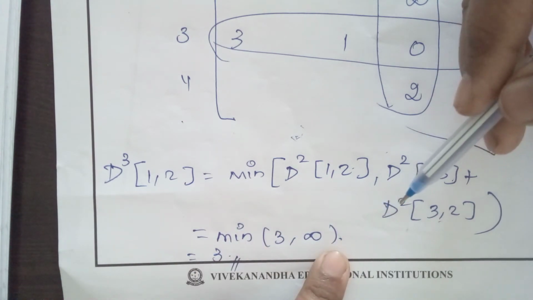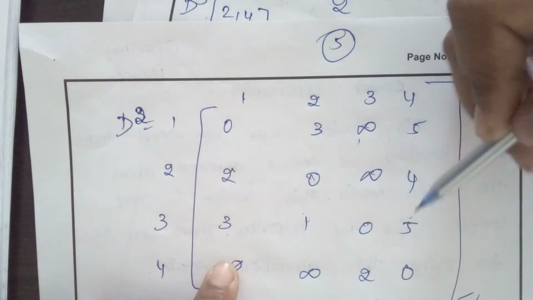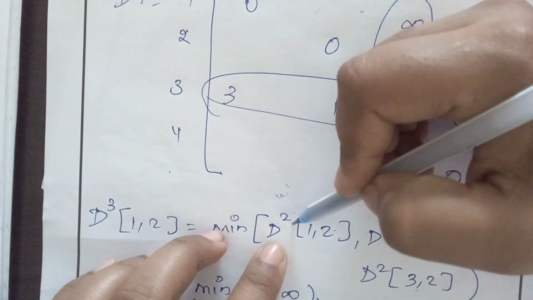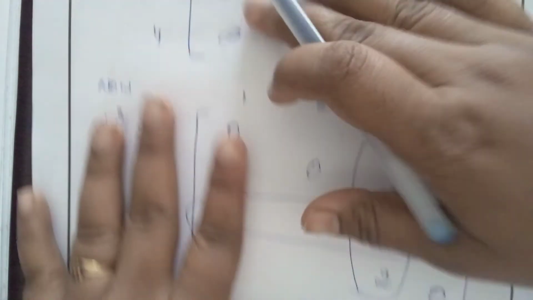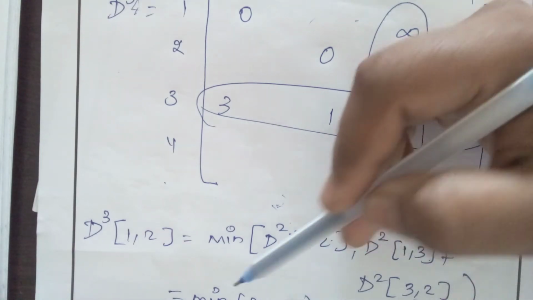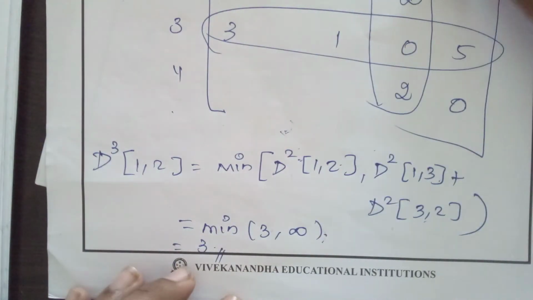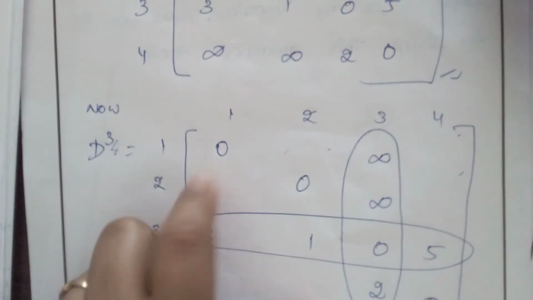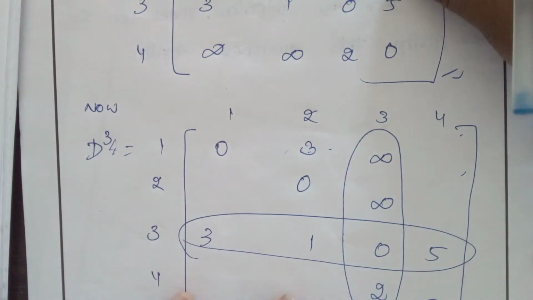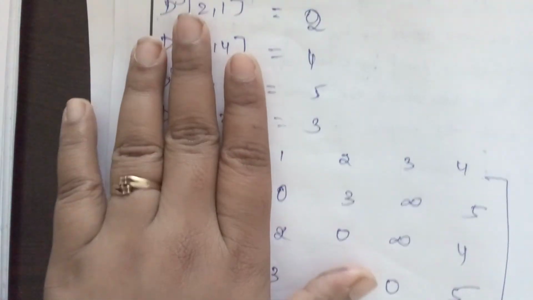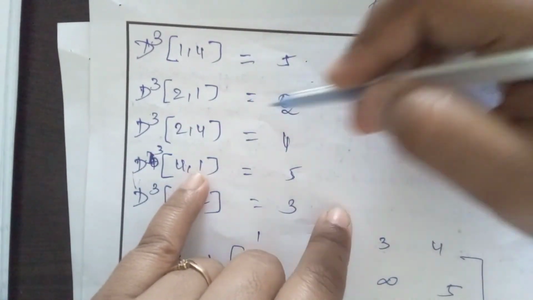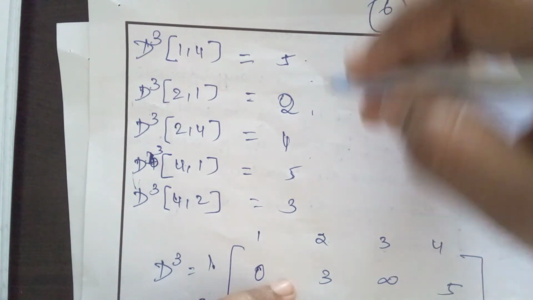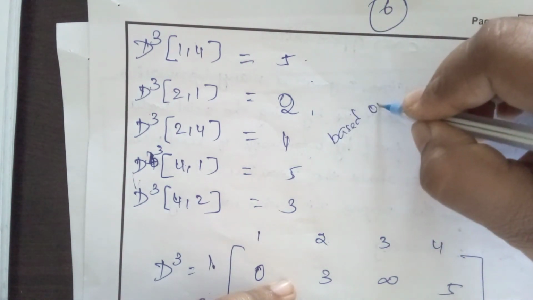See, 3 comma infinity will be there. For d square, you have to find the values from the d square matrix. See, d square is there, so you have to find this one. Here 3 comma infinity, in that which one is minimum? 3 is minimum. So like that I have to write for 1 comma 2 in the d3 matrix, I have to write here 3. Like that I have to write. Then 1 comma 4 is 5, 2 comma 2 is 1. Based on the formula you have to draw.